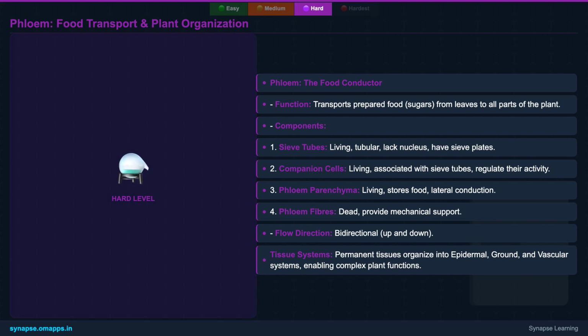Ultimately, these specialized permanent tissues organize into distinct tissue systems: the epidermal for protection, the ground for bulk functions, and the vascular for transport, creating the highly organized and functional plant body.